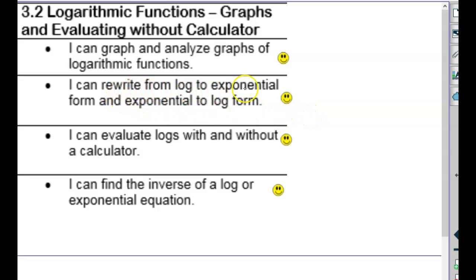Okay, I can rewrite from log to exponential and exponential to log. This is huge. This is the basis of all of this, okay? If you don't understand how to go back and forth, then this is just not going to make any sense. I can evaluate logs with and without a calculator. I would prefer you try without today for most of these. I can find the inverse of a log or exponential equation. That we're going to deal with later, okay? That's not on today's plan.